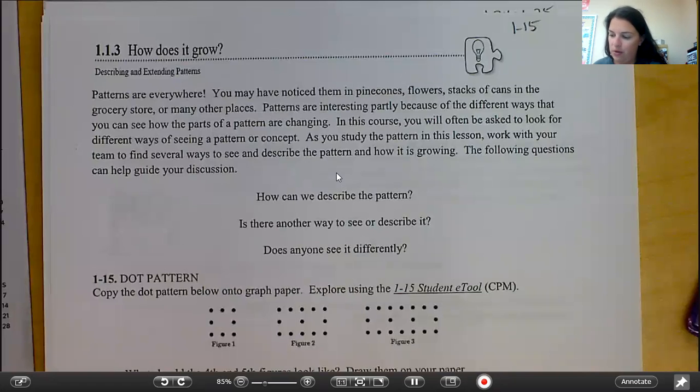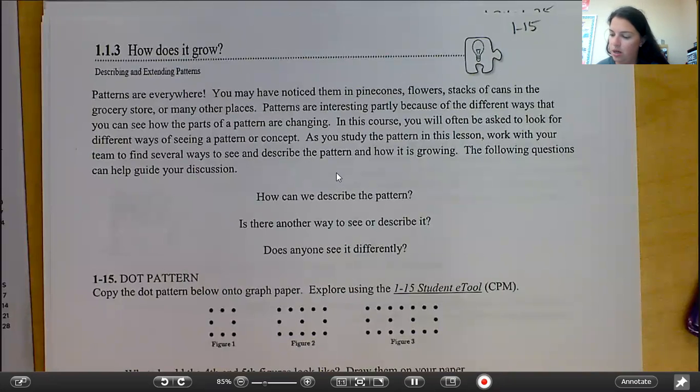Patterns are everywhere. You may have noticed them in pine cones, flowers, stacks of cans in the grocery store, or many other places. Patterns are interesting partly because of the different ways that you can see how the parts of a pattern are changing. In this course, we will often be asked to look for different ways of seeing a pattern or concept. As you study the pattern in this lesson, work with your team to find several ways to see and describe the pattern and how it is growing.